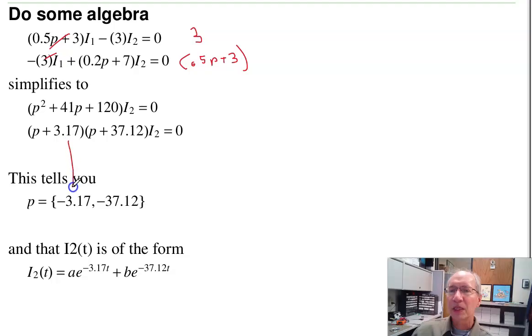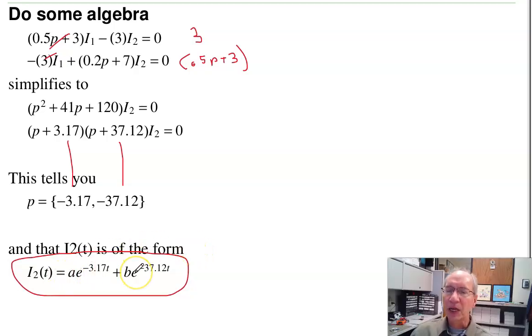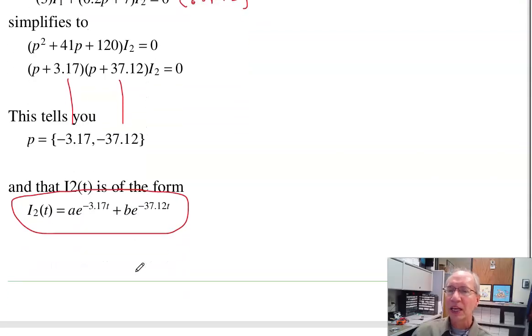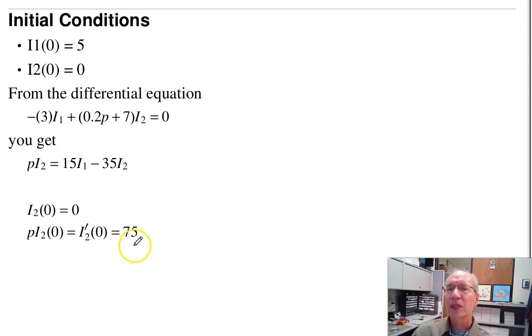That tells you that p is minus 3.17 or minus 37, or this is the form of I2 of t. Now to find I2, I need to know two initial conditions, the initial current and the change in current. From before, I know that I1 of 0 is 5, I2 of 0 is 0. From the differential equation, I know I1 of 0, I know I2 of 0, solve for p, I2. That's I2 prime of 0. I2 prime of 0 is 75.